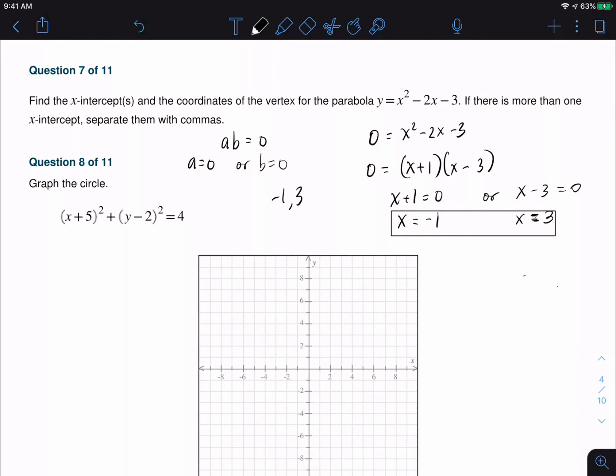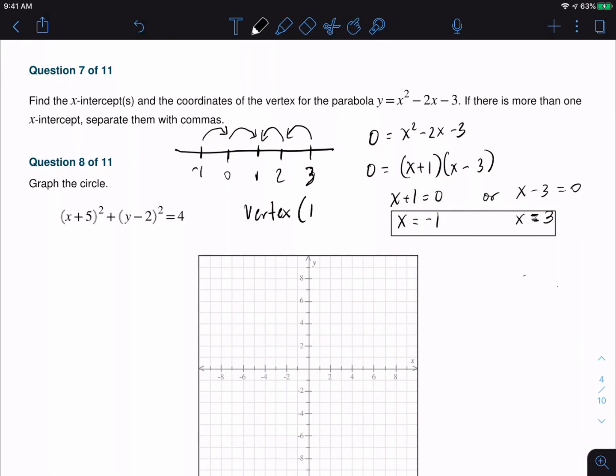So then the vertex, easiest way to find the vertex when you're doing this is this way. So let me erase this so I can show you. So on a number line, if this is -1, here's 0, here's 1, here's 2, and here's 3. What's smack dab in the middle? So if it's 1, right? If I go 1 to the right and 1 to the left and then 1 to the right, and 1 to the left, I end up at 1, right? So that's the x coordinate for my vertex, because axis of symmetry, that's where our middle point is going to be.